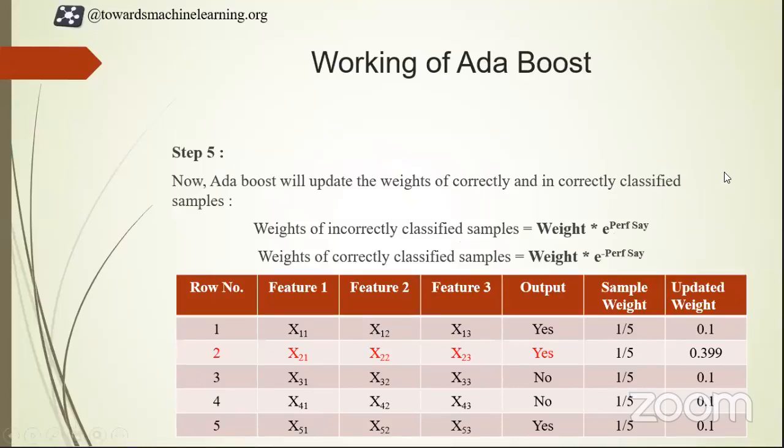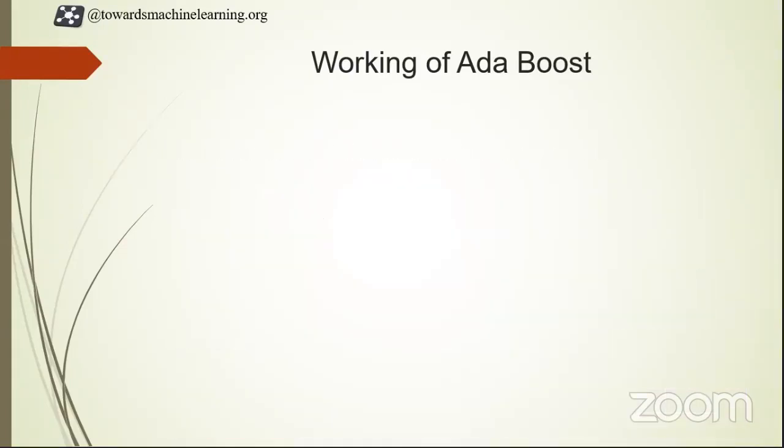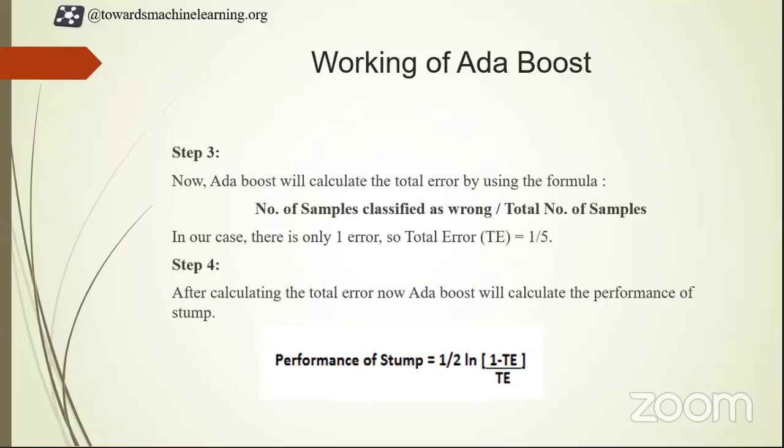So in the next step, you will be seeing that we will be updating the weights of these records like this. As you can see here, we have updated the weights of the incorrectly classified records with the help of a formula: weight times e to the power of performance say, which we have calculated as I told you. Let me show it to you again. From here we calculated the total error and then the performance of the stump. So from here we got the performance say.